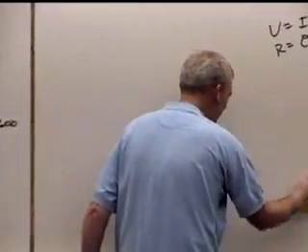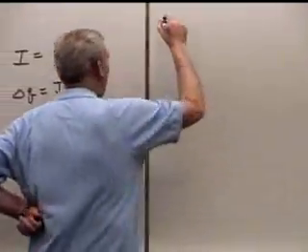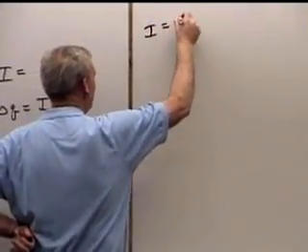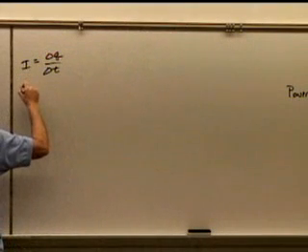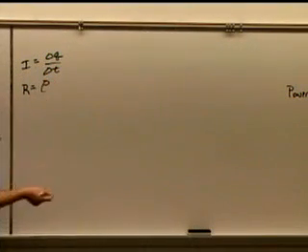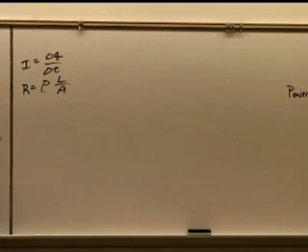Okay, so let's look at a power problem then. What we've learned so far is this. We know that I is equal to the change in Q over the change in T. We've learned that resistance is equal to the resistivity, depending on the material, times length divided by the area.